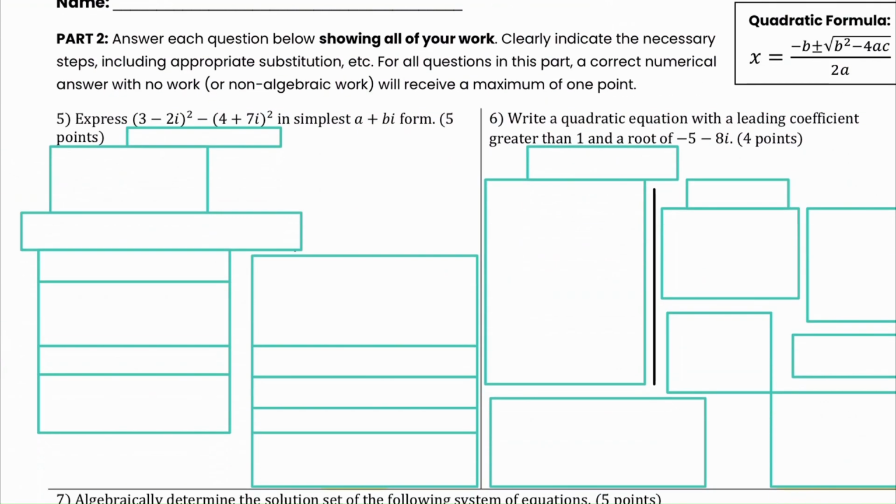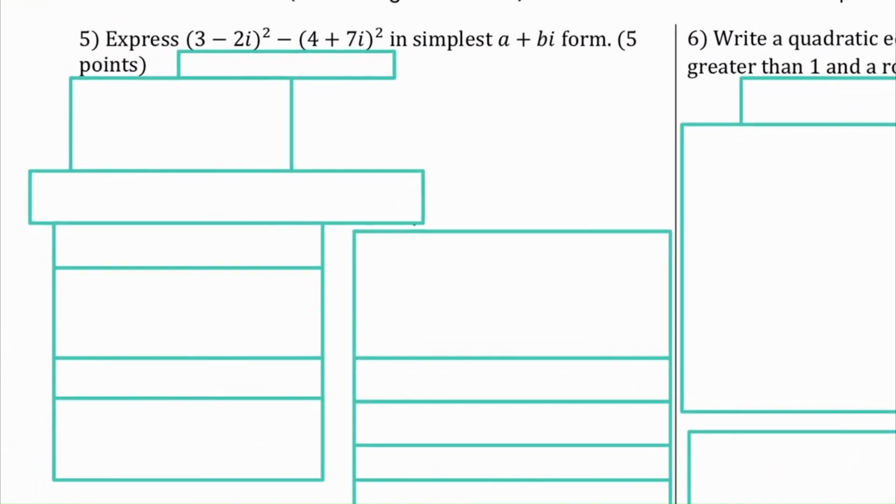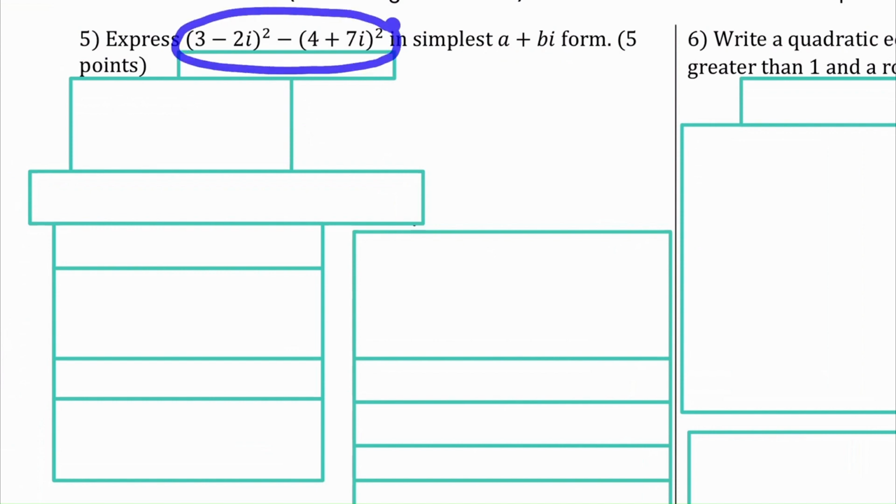Okay, let's move on to number 5. So number 5 says express 3 minus 2i squared minus 4 plus 7i squared in simplest a plus bi form. So in this situation, we got a multitude of methods, but the first thing that we can notice is, well, if we look right here, this is actually a difference of two perfect squares. So if we want to, we can rewrite it as such.